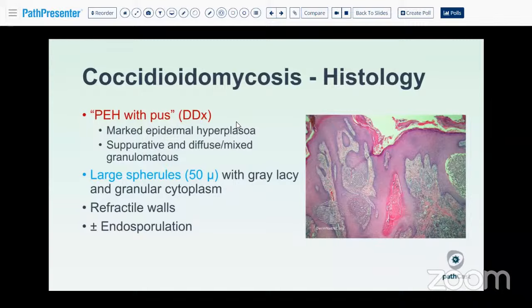On histology, we see that pseudoepitheliomatous hyperplasia with pus, and again, there's a differential for that. What that means is marked epidermal hyperplasia with a suppurative and diffuse or mixed granulomatous inflammation. We see large spherules, 50 microns on average. There is quite a variability to the size of the organisms, but on average, 50 microns is a good number to remember. They have a lacy gray and granular cytoplasm, refractile walls, and you may see endosporulation in late stage spherules.